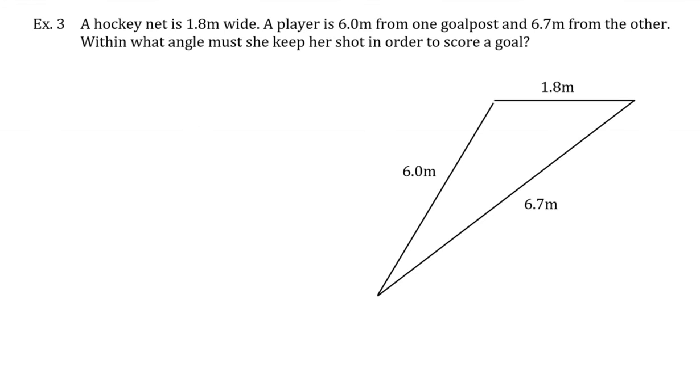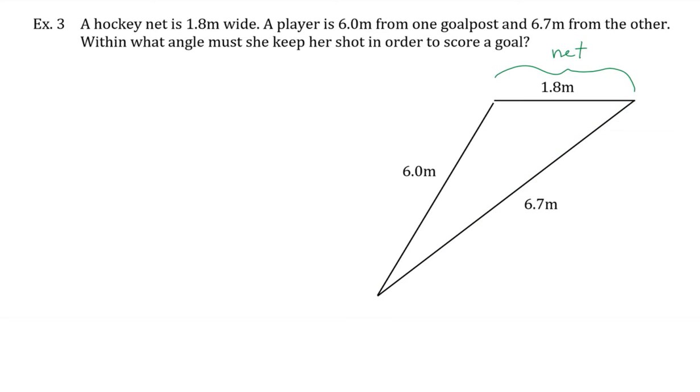So let's read it. A hockey net is 1.8 meters wide. So the first thing to notice is this is the hockey net, and a player. If you were not given this diagram, you would be drawing it and labeling it, but this one's given. The only thing that is missing, as I said in the opening, is what we're solving for, so we are going to have to add that in. A player is 6 meters from one goal post. Again, if you're in the middle of the game, you wouldn't know that, so I don't know how you could even make this measurement. And then 6.7 meters from the other goal post, so they're off at an angle.